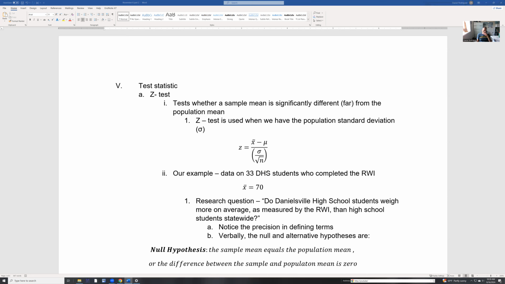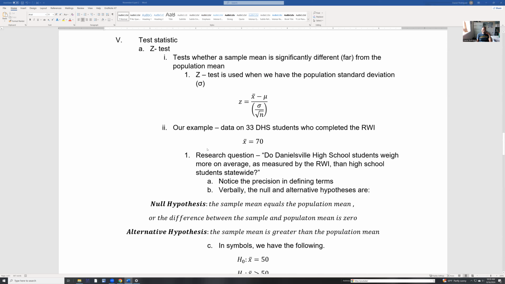Usually you have those in standardized tests where we have all the data, the entire population of values. So let's look at our example data on 33 Danielsville High School students who completed the RWI. Their mean was 70. That's what we were doing before, right? So our research question is, do Danielsville High School students weigh more on average as measured by the RWI than high school students statewide? So it's very precise, right? This research question, based on the RWI, that's what I mean by precise. It mentioned exactly which measure we're using. So very, very precise.